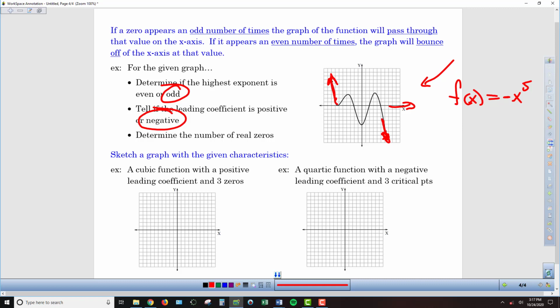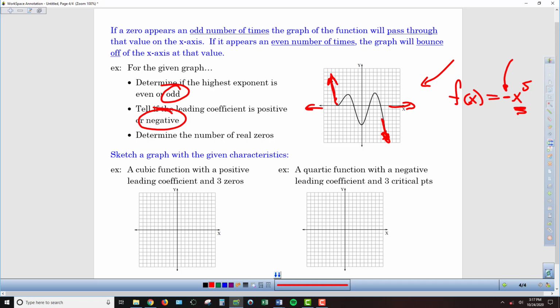Likewise, on the other side, if I plug in negative numbers into my function, I eventually need to end up with a positive number. So if I plug in a negative number into an odd highest exponent, I'm going to get a negative value. So that means I need to have this negative coefficient for me to go up.